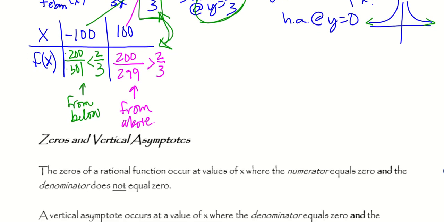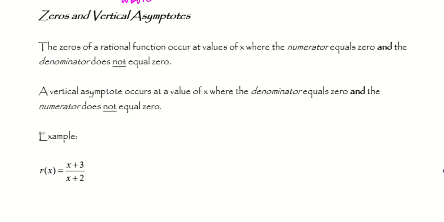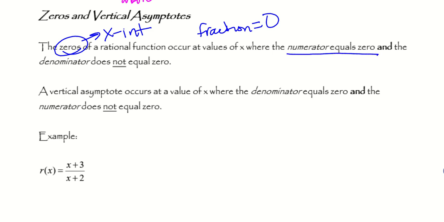All right, now let's talk about zeros and vertical asymptotes. Remember, real zeros give us x-intercepts. The zeros of a rational function will happen where the fraction equals 0. And a fraction will only equal 0 where the numerator equals 0, but the denominator does not. Okay, so let's start with that in this first example.